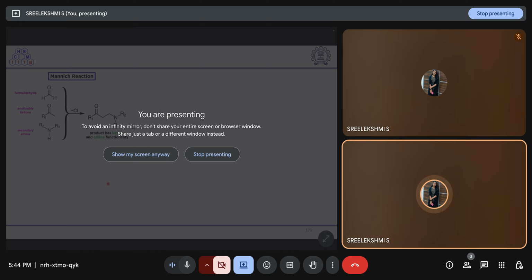So the next reaction is Mannich reaction. So here if we are treating formaldehyde, an enolizable ketone, and a secondary amine, these three together with an acid, we will be getting the product with ketone as well as amine functionality. So what is the mechanism?